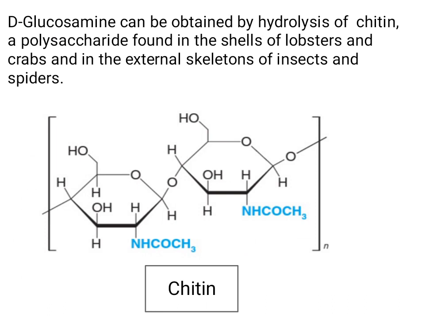D-glucosamine can be obtained by hydrolysis of chitin, which is a polysaccharide found in the cells of lobsters and crabs, and in the external skeletons of insects and spiders. So this is the polysaccharide chitin, and you can obtain D-glucosamine if you hydrolyze this. If you just break it, you will get the D-glucosamine, and this also will be broken.